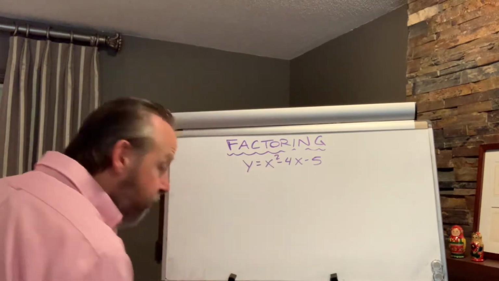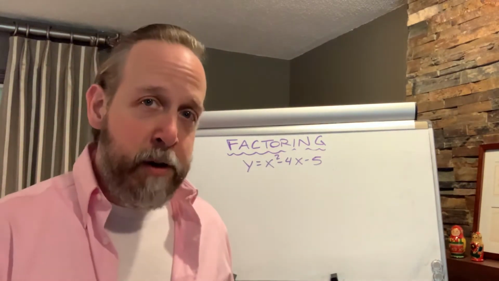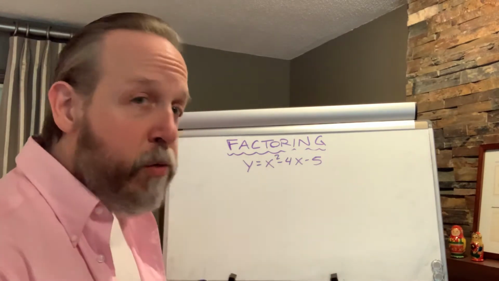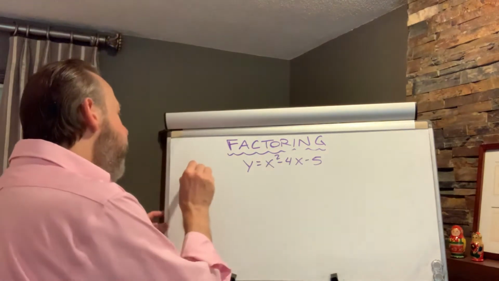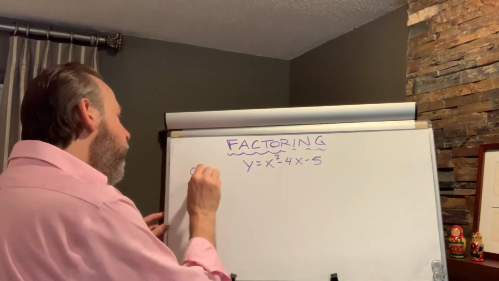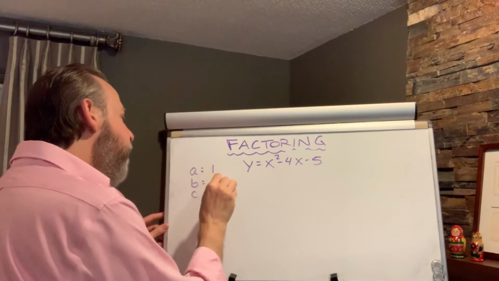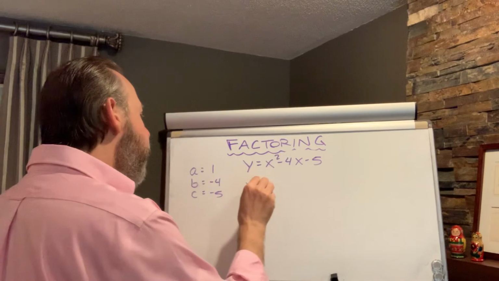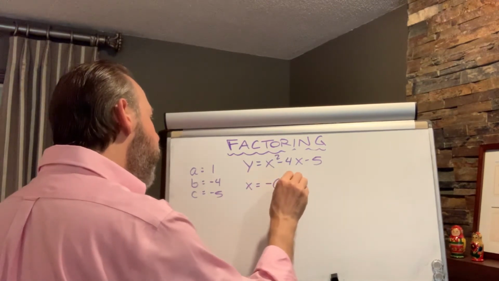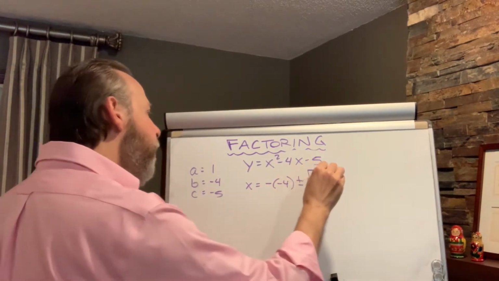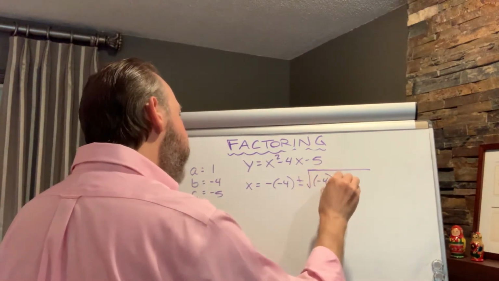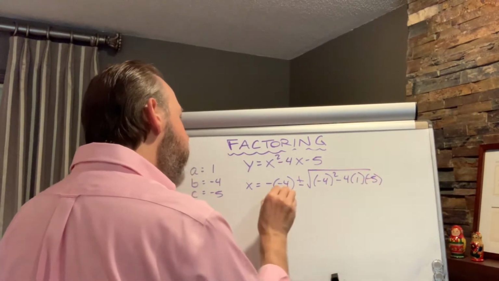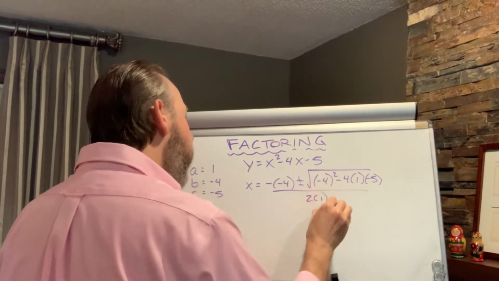Okay, so what would you do in this instance? Well, we just came off the part of our unit where we worked with the quadratic formula to solve problems just like this. So let's just do a quick example of what that would look like. You'd identify your a, b, and c. A is 1, b is -4, c is -5. And then we use the quadratic formula, x equals -b, so -4, plus or minus the square root of b squared, so (-4) squared, minus 4 times 1 times -5, all over 2 times 1.